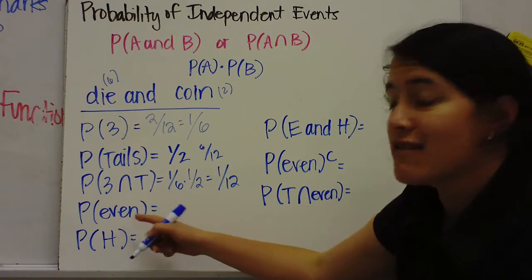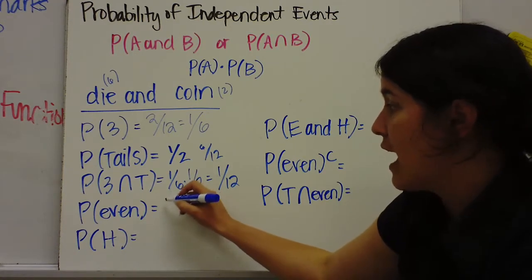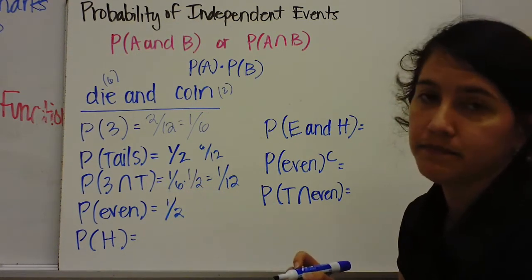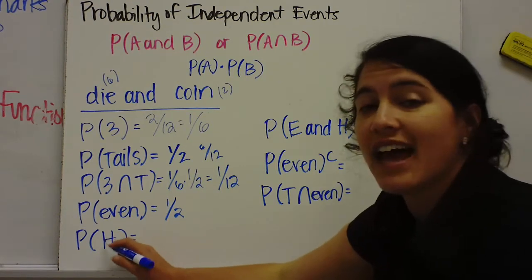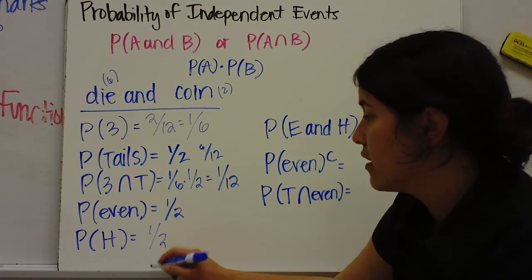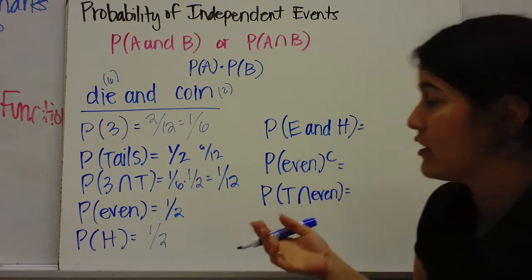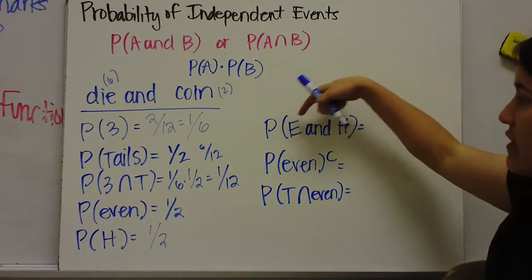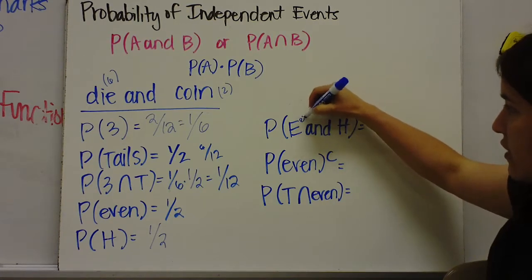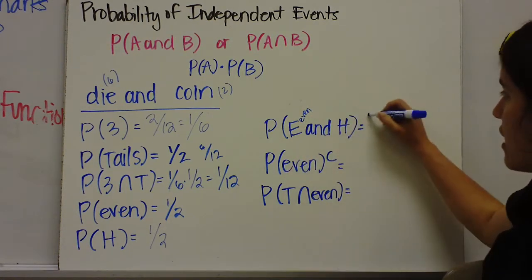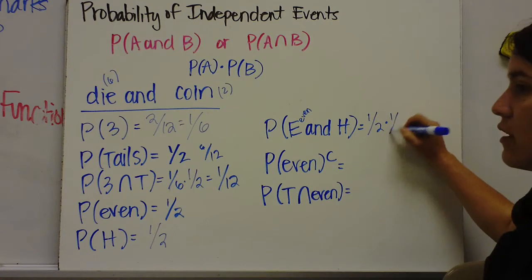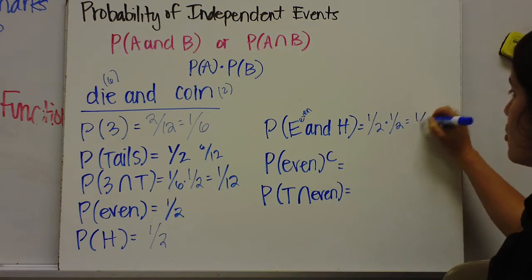The probability of an even would be half, because half of them are even. The probability of a heads would be half, because half of the outcomes are going to have a head value. And then the probability of an even and a head is going to be 1/2 for even, 1/2 for heads, which is 1/4.